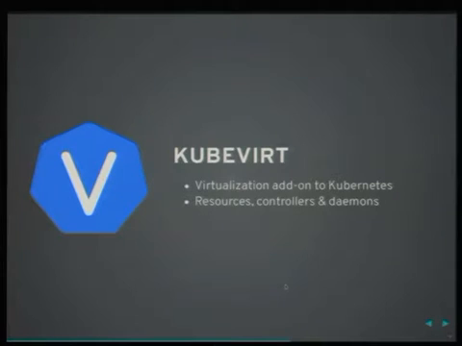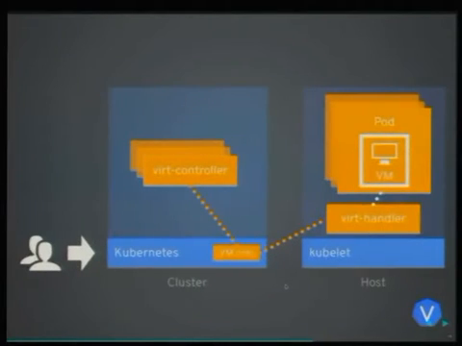To make Kubernetes able to handle these new entities, we then also had to come up with new controllers and daemons, which handle it on the cluster side and on the daemon side. I'll get to that in a moment. So in general, it looks like this. Is there a pointer here? Oh, cool. So you've got Kubernetes, and there we wrote additional controllers which just handle VMs.